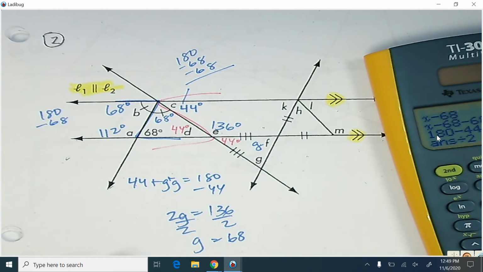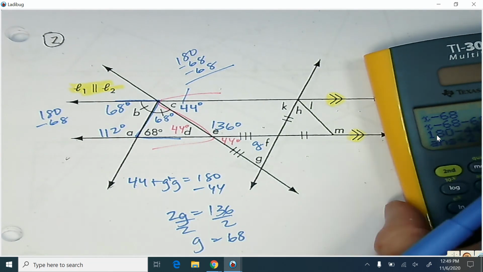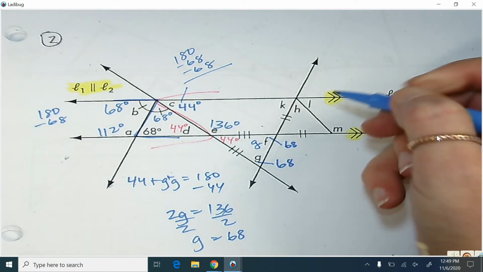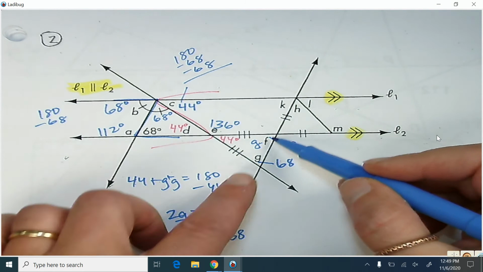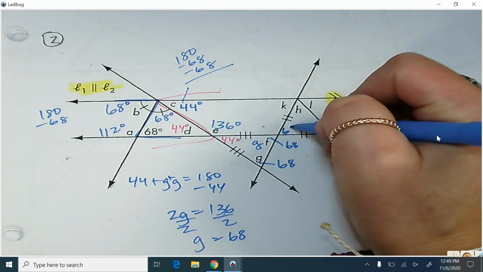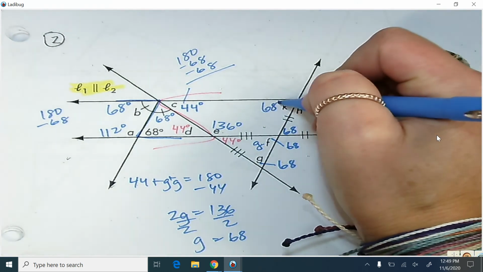There's a lot of 68s in this particular question. All right, so then these are both 68. Okay, and then F and K are corresponding, so maybe you pick up on that, or maybe you work your way over, but this is 68 as well as this one.